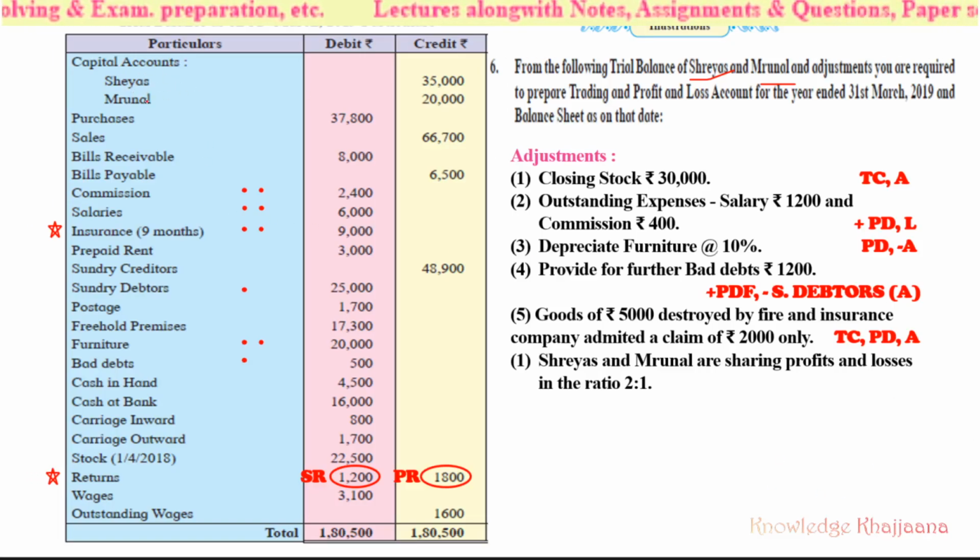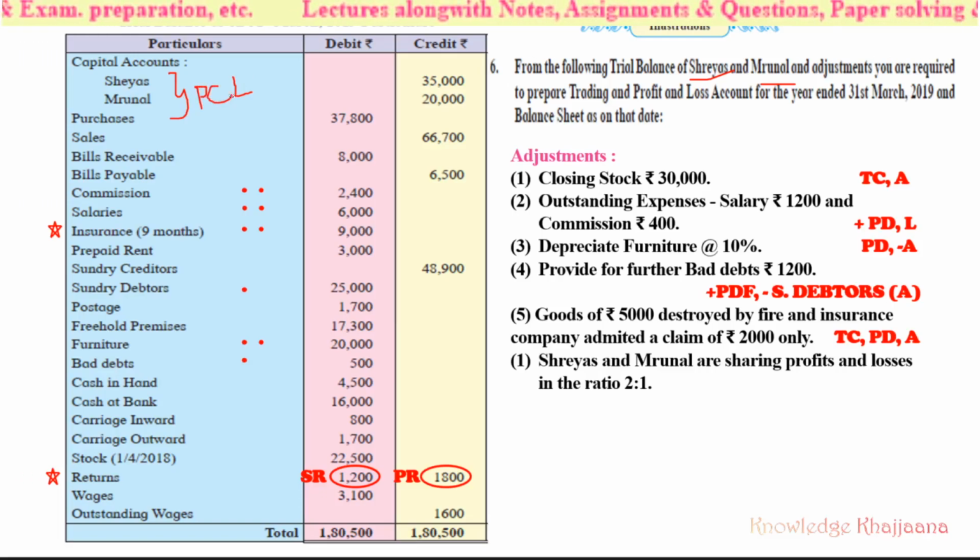Capital accounts, Shreyas and Mrunal. Okay, see, here no current account balances have been given. So this means they are not maintaining the books of account by the fixed capital method. They are maintaining by the fluctuating capital method. If they are maintaining by the fluctuating capital method, then the capitals of Shreyas and Mrunal will come to the liability side of the balance sheet as partners' capital.